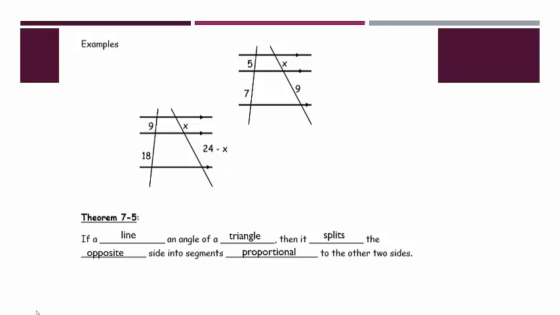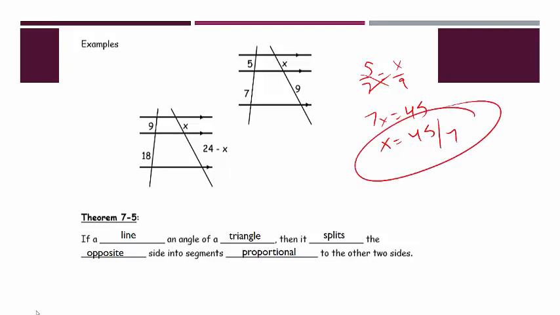So these are some samples. These are super duper easy. It already even looks like a proportion for you. So we would do 5 over 7 equals x over 9, and cross multiply, you get 7x equals 45. Oh no, you get a fraction. That's okay. So my answer is 45/7.